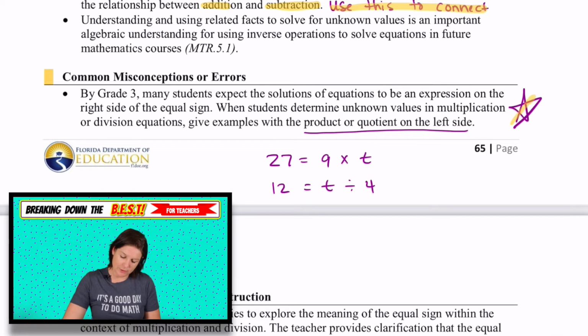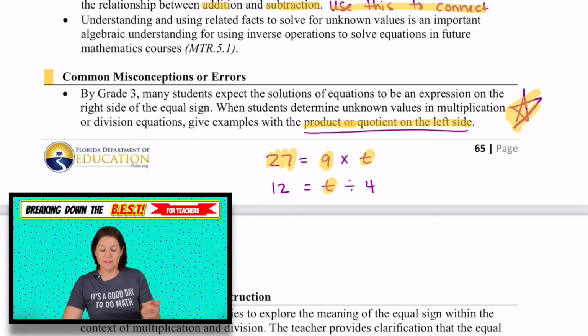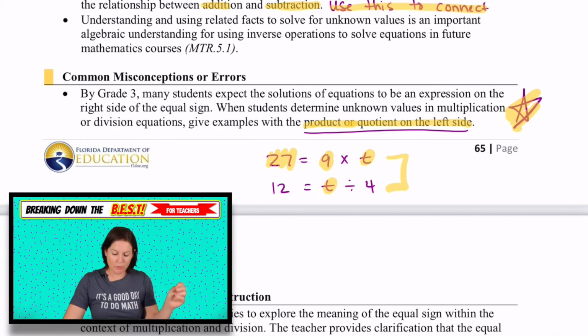Common misconceptions. I put a little star here because I've been saying this in a few episodes now: giving examples where the product or the quotient is on the left side, for instance, 27 equals 9 times t, or 12 equals t divided by 4. By placing the quotient or the product on the left side, it does challenge the students, and we need to make sure that they understand what the whole purpose of an equation is, and that's to show balance. Both sides are balanced.